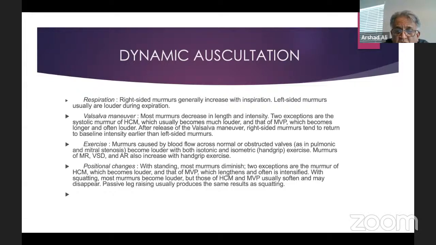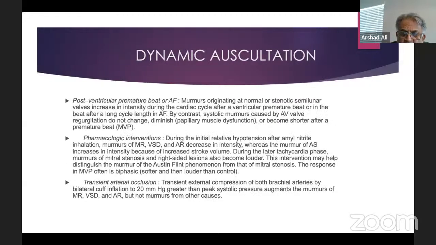We also test the patient with an exercise test on the treadmill or isometric hand grip exercises to assess the impact on the murmur intensity and duration, and that can be helpful in diagnosis. And then positional changes with standing up and squatting. Hypertrophic cardiomyopathy and mitral valve prolapse are the two conditions that can be differentiated based upon those. Next.